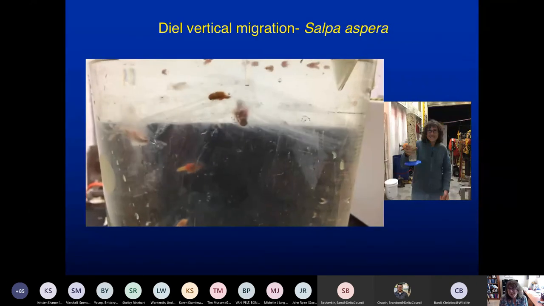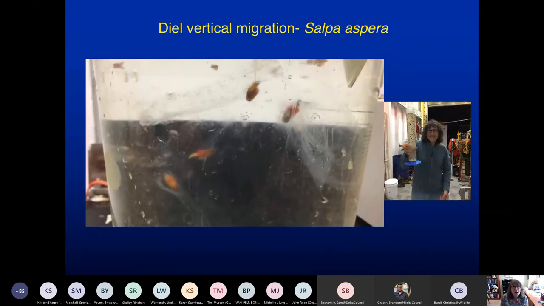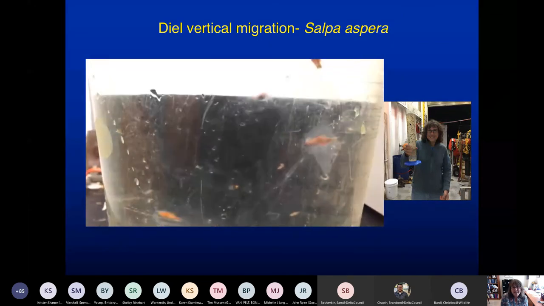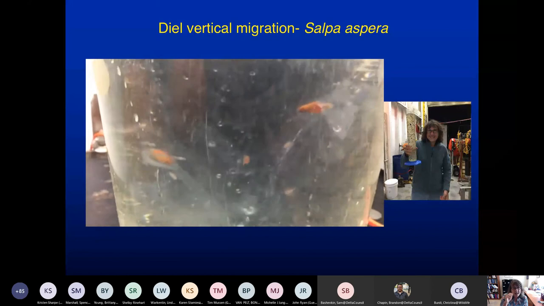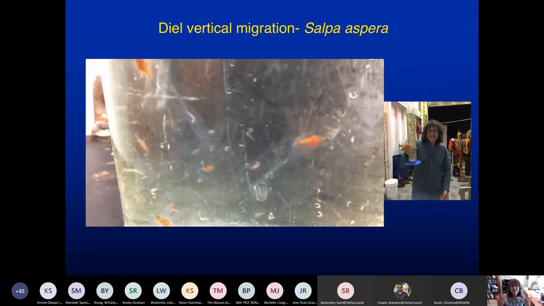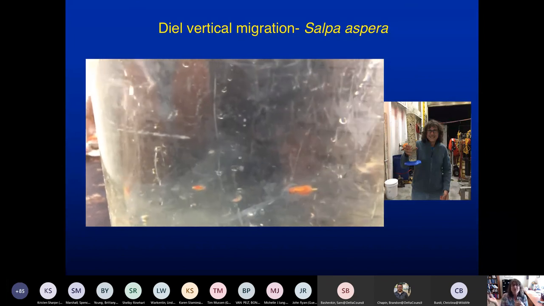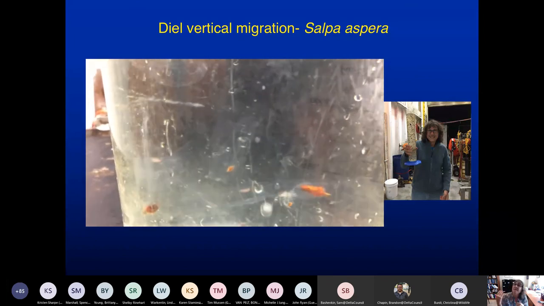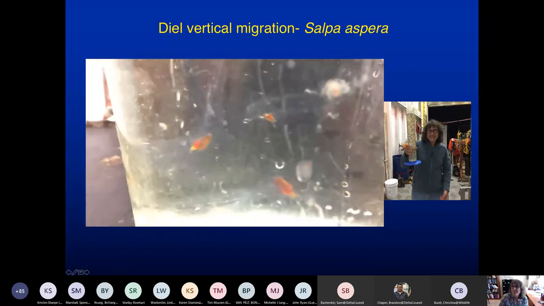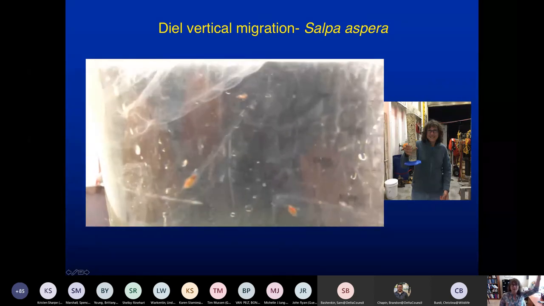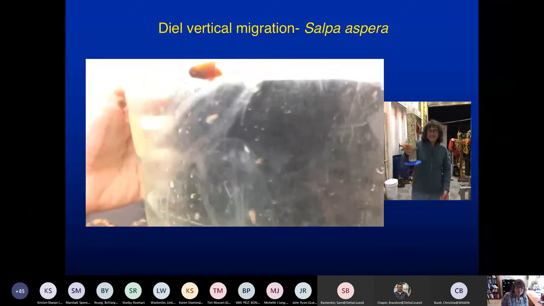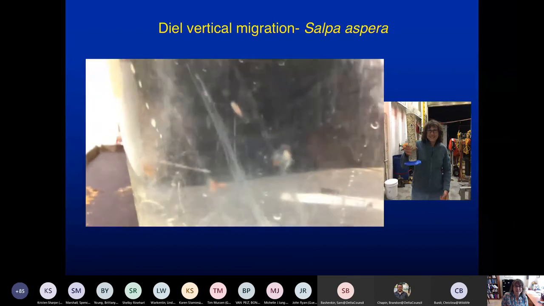This is just to show you what some of the migrating animals look like. These are the salps that I was just showing you in that graph. This is Salpa aspera, a very large gelatinous zooplankton that has an internal mucus feeding web. I think of them as little vacuum cleaners. They are filtering large amounts of phytoplankton through their internal mucus feeding webs. And this is me holding a whole big graduated cylinder full of these things that we collected in the surface waters at night. You can see them compared to my hand there.